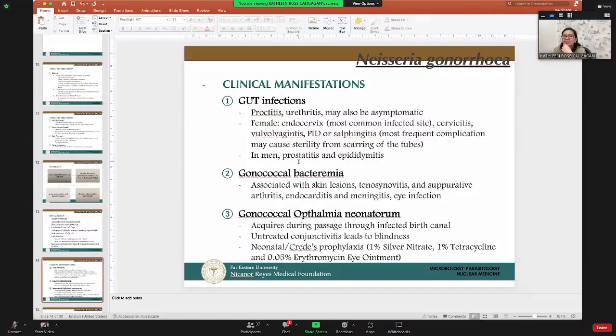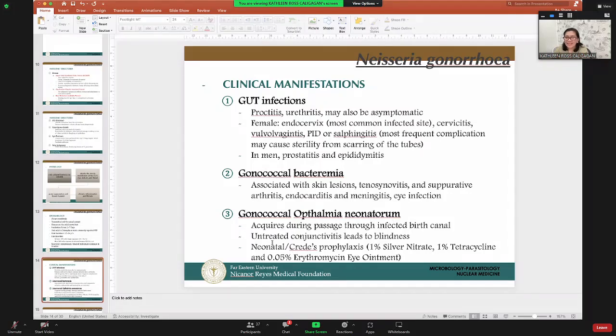In men, this may cause prostatitis and epididymitis. Or you may have a primary gonococcal bacteremia. This is associated with skin lesions and other organ involvement, meningitis, eye infection, and so on. Or the infection may pass through the infected birth canal from the mother to the neonate, causing gonococcal ophthalmia neonatorum.